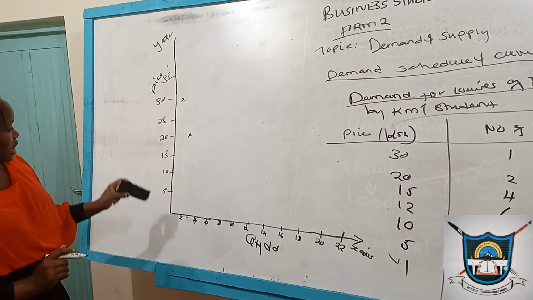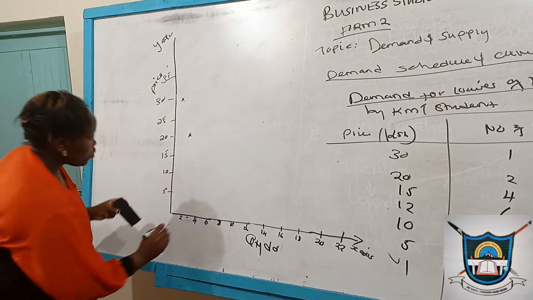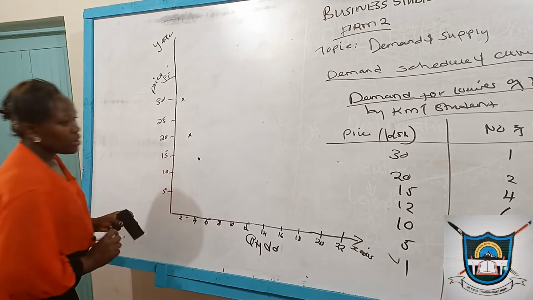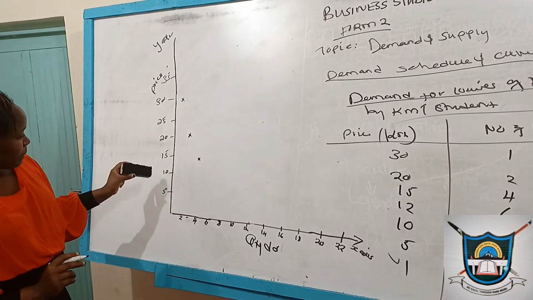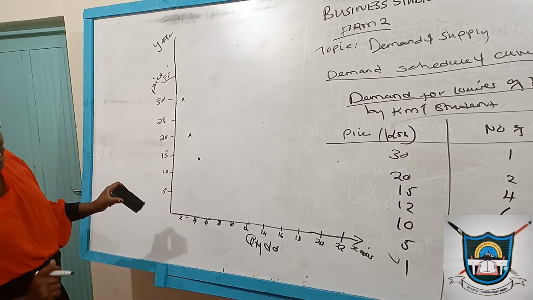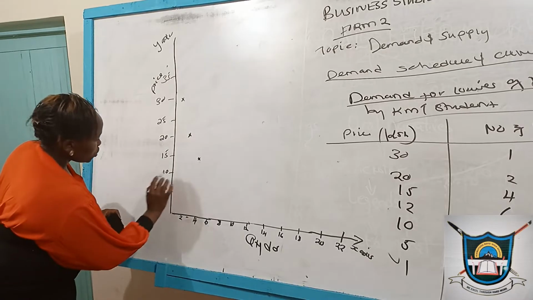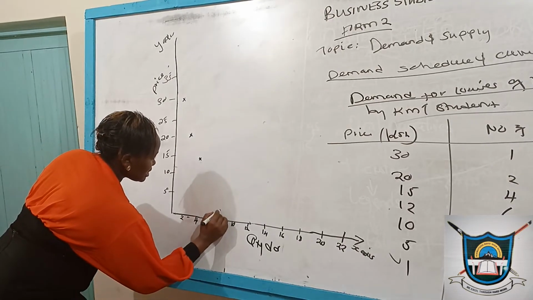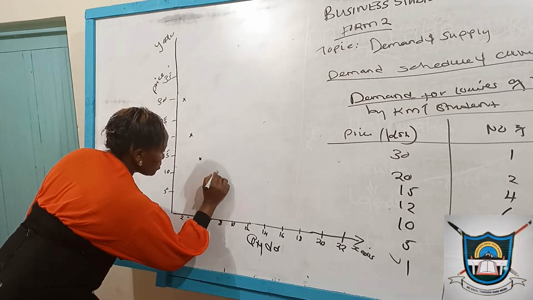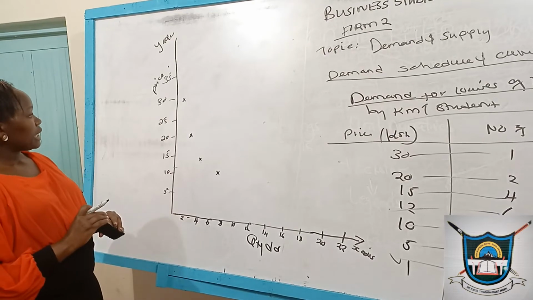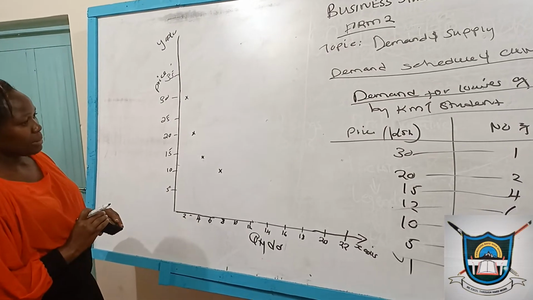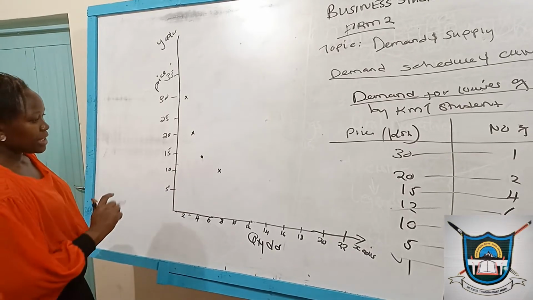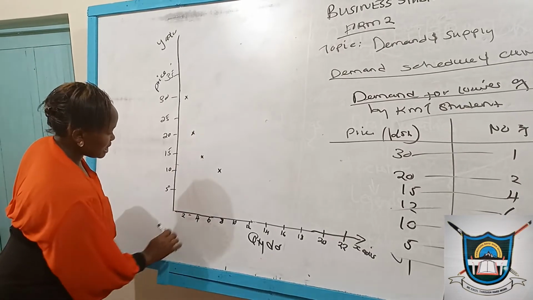Then we have at price 15, the quantity demanded is 4. So this is where we have our 4. Okay, now we are continuing to draw the demand curve. So at the price 15, the quantity demanded is 4. Then at price 12, the quantity demanded is 6.